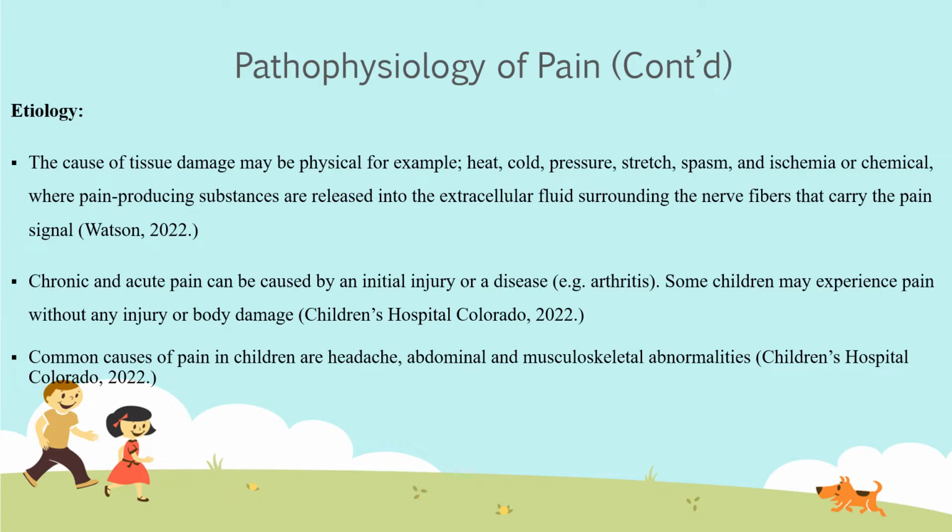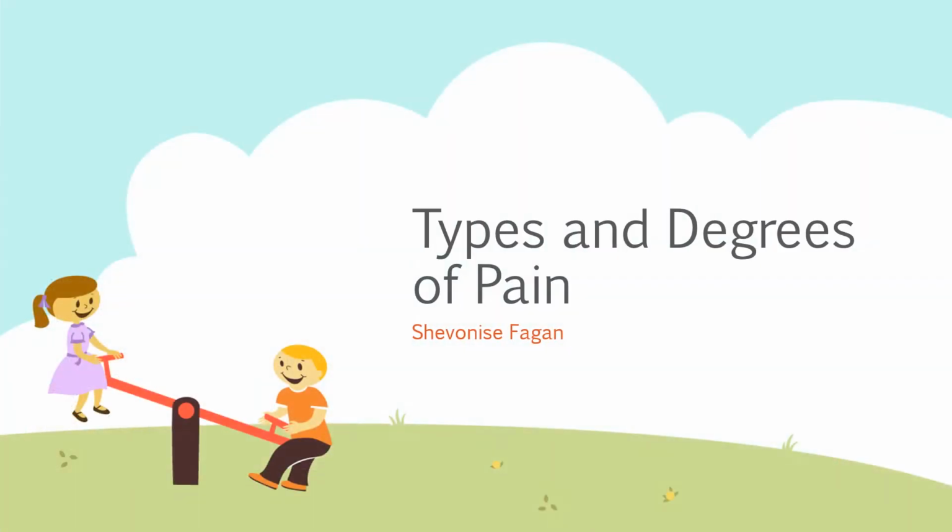While chronic and acute pain can be caused by an initial injury or a disease, for example arthritis, some children may experience pain without any injury or body damage. One common cause of pain in children are headache, abdominal, and musculoskeletal abnormalities. Types and degrees of pain.